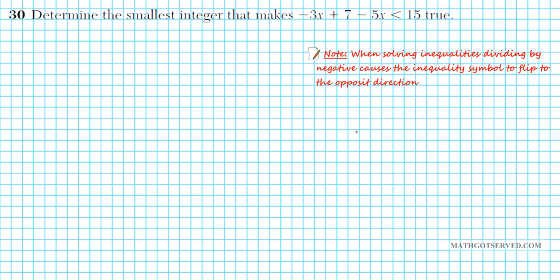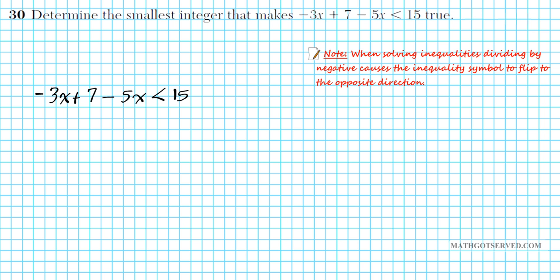It reads, determine the smallest integer that makes negative 3x plus 7 minus 5x less than 15 true. Now, one thing you want to note when solving inequalities is that anytime you divide by a negative number, that causes the inequality symbol to flip to the opposite direction. So let's keep that in mind while we're solving this problem, okay? All right, so we have negative 3x plus 7 minus 5x is less than 15.